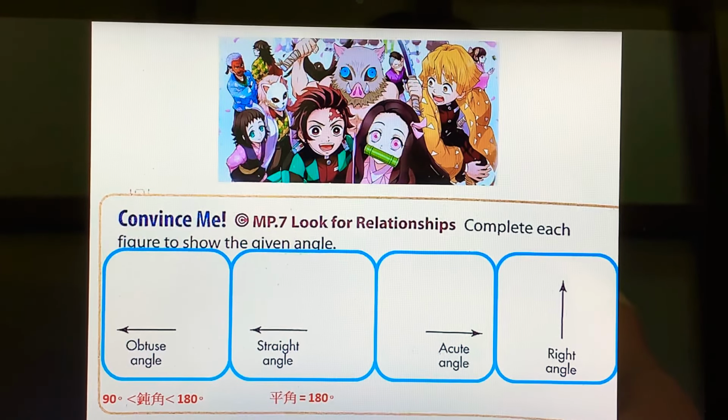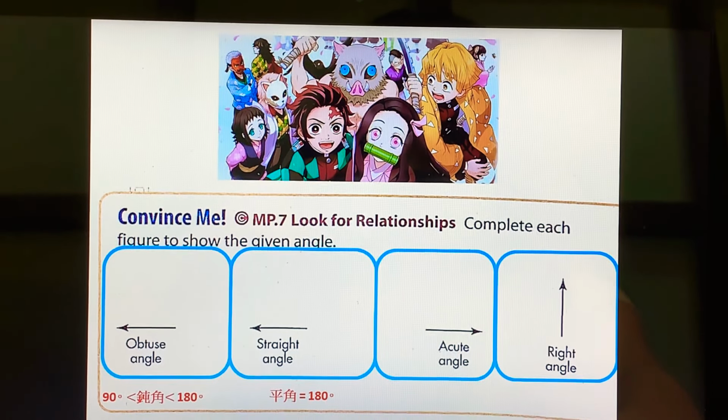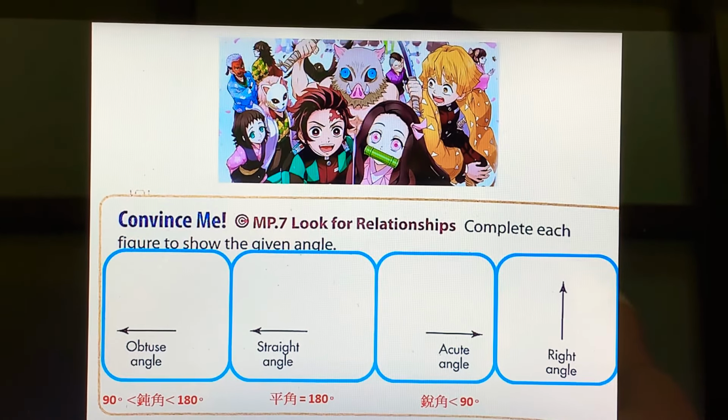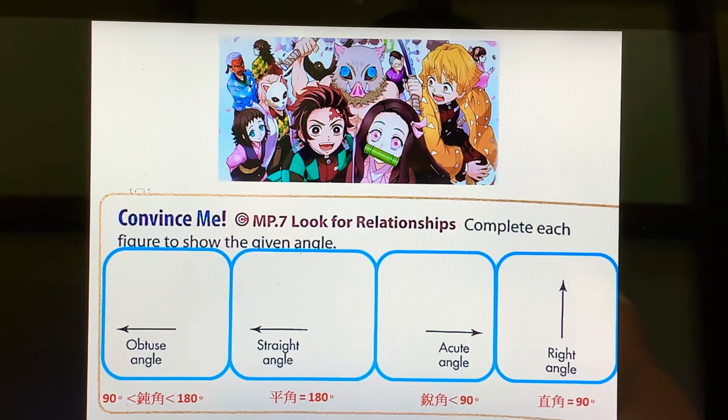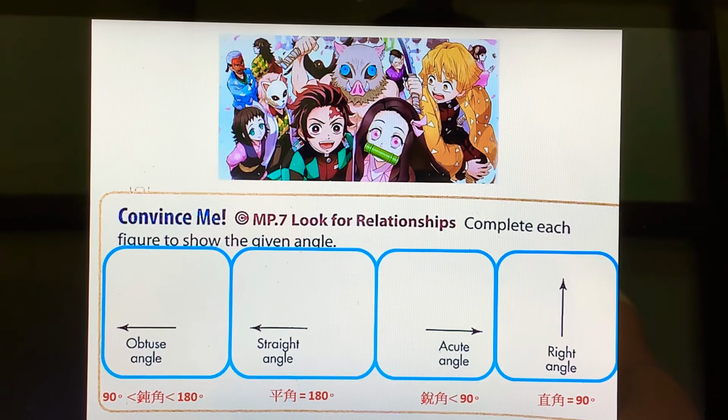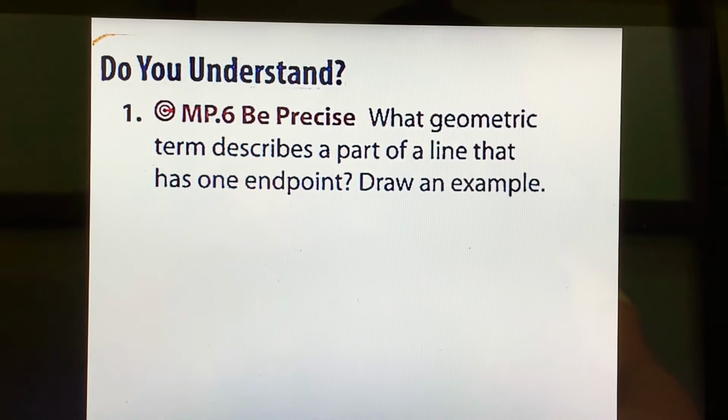Next, straight angle, 平角. Next, finish an acute angle. The last one is a right angle, finish the right angle. Please finish your drawing. Let's move on.